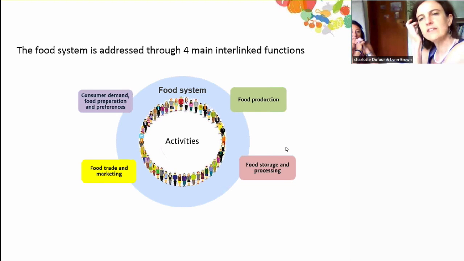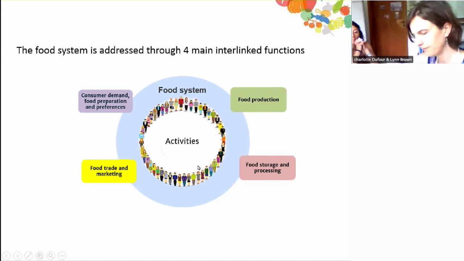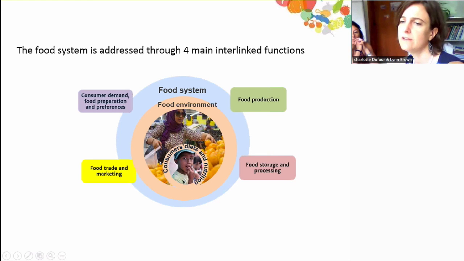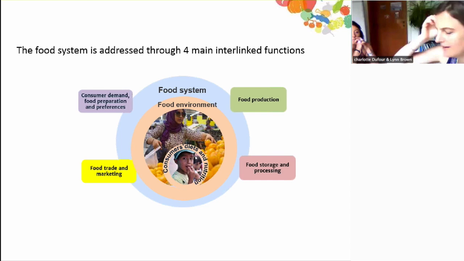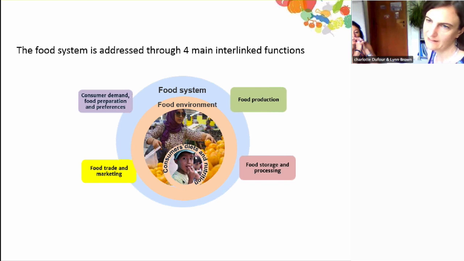We work to introduce the food system in a very simplified way, but categorized around four main functions: food production, food storage and processing, food trade and marketing, and consumer demand. And we recognize that the food system is the activities and also the stakeholders and institutions that are engaged in all of that. At the heart of our work are consumers, consumer diet and nutrition. And we consider the food environment to be the interface, basically, between the food system and the consumer. The food environment is defined as the factors that affect accessibility, desirability, and affordability, that shape consumers' choices.